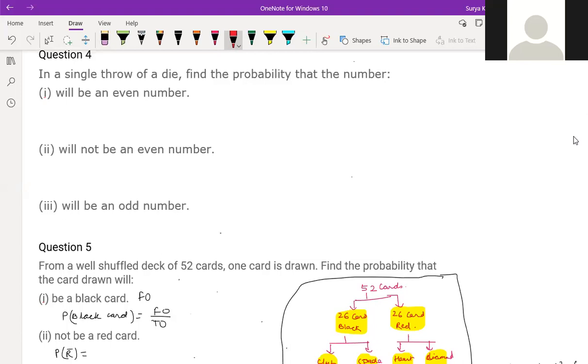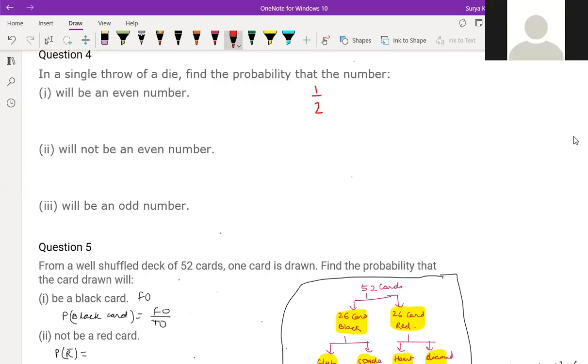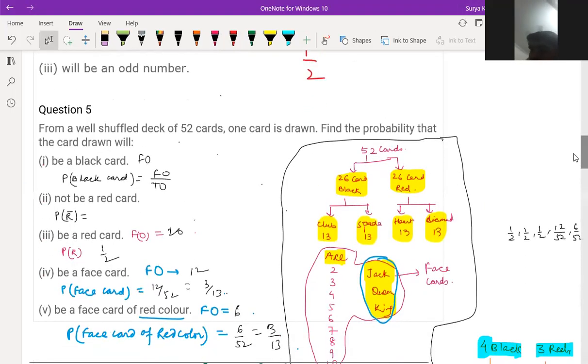It's wrong, no? 1 by 2. Even numbers are what? 2, 4, 6. All of them are 1 by 2. Sorry, sir, accidentally. 1 by 2 will not be an even number, 1 by 2 will be an odd number. Fine. All of you got the same answer? Yes, sir, 1 by 2.